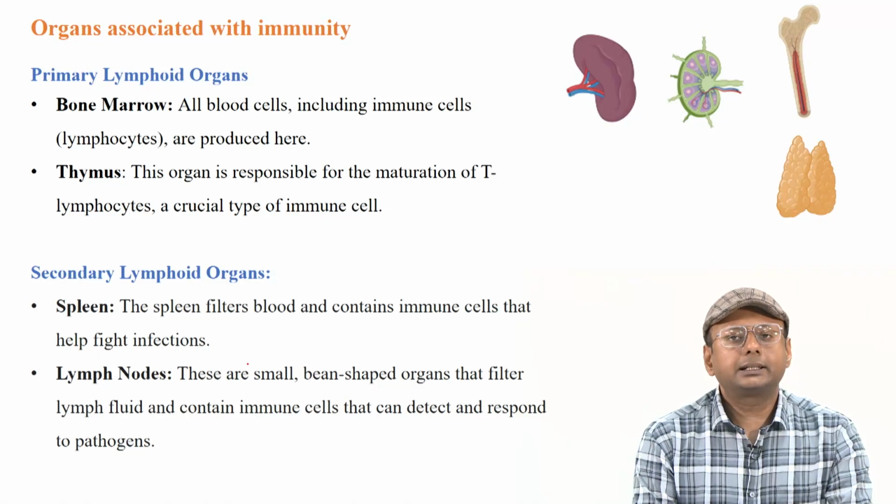Then there are certain secondary lymphoid organs also, for example the spleen. Of course, the main role of the spleen is to filter the blood, but the spleen also contains immune cells that help to fight different types of infections. The second most important secondary lymphoid organ is the lymph node. As you know, lymph nodes are very small bean shaped organs, and what is their function? They filter the lymph fluid. So we will discuss the lymph.